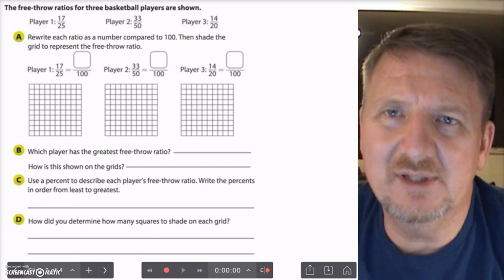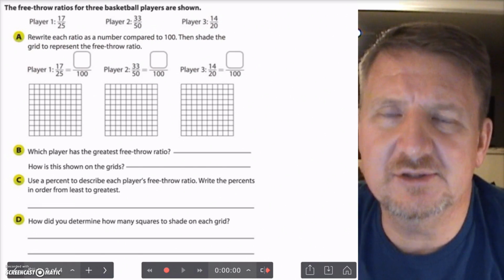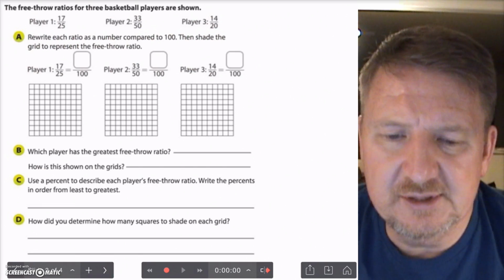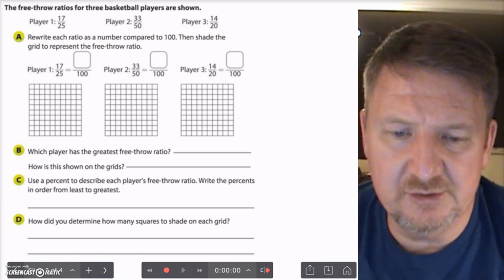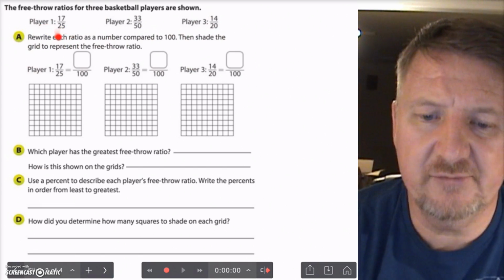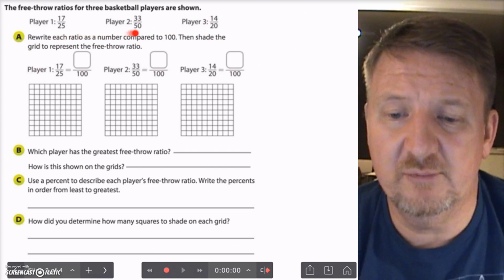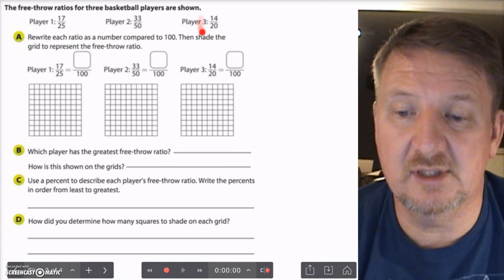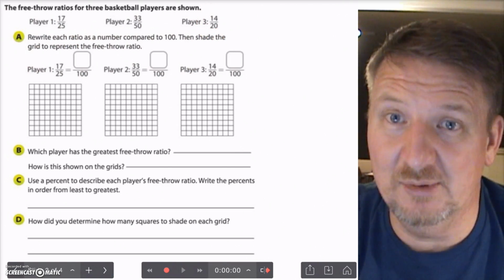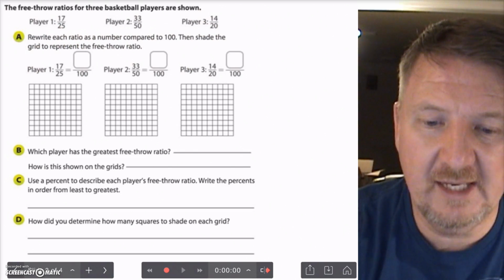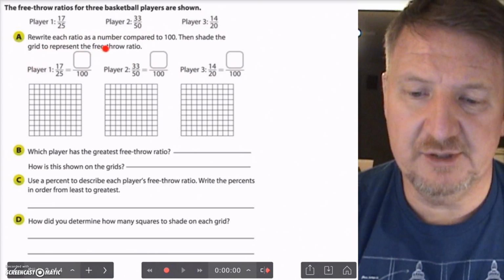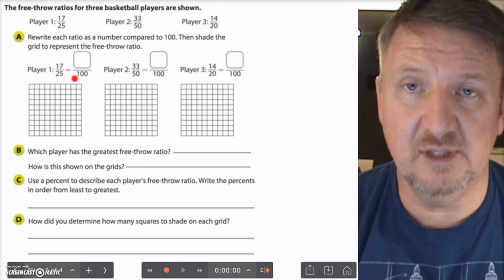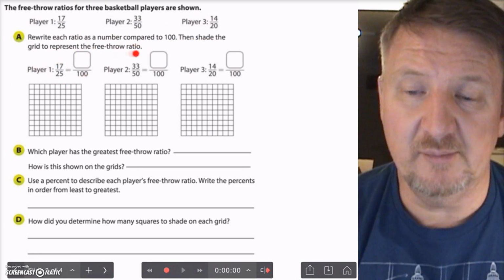So here's some different ways that we can compare ratios and fractions and percents and hopefully put all this together. Here's an example. It says the free throw ratios for 3 basketball players are shown. Player 1, his free throw ratio is 17 out of 25. Player 2, his free throw ratio is 33 out of 50. And player 3, his free throw ratio is 14 out of 20. And I'm saying him, but it could be a her. The first part says rewrite each ratio as a number compared to 100. That means we're going to have to adjust these ratios to represent numbers out of 100. Then shade in the grid to represent the free throw ratio.